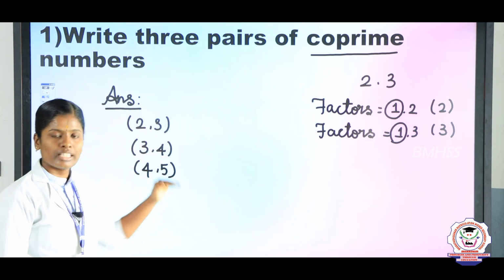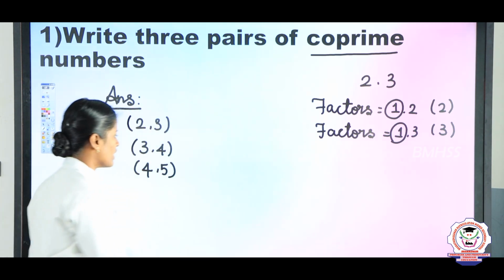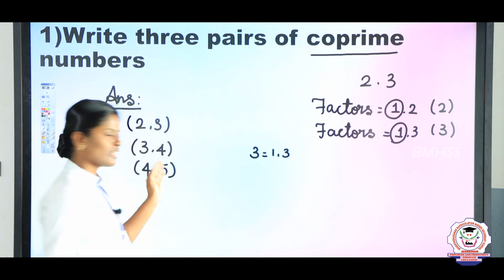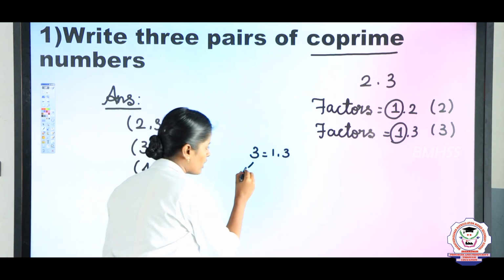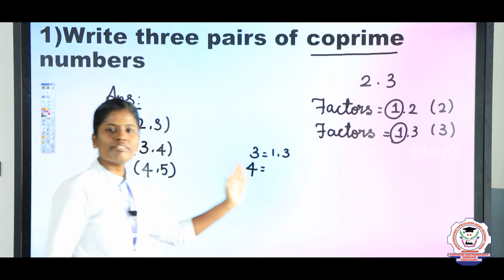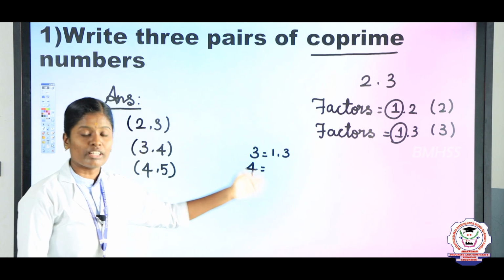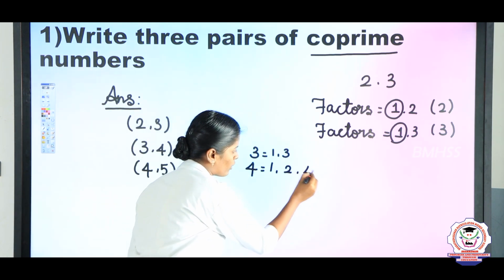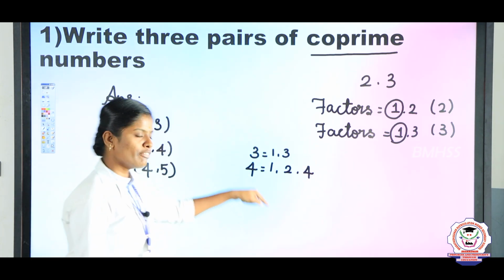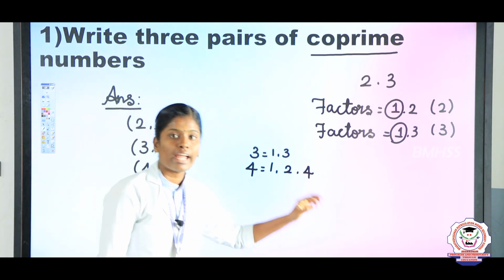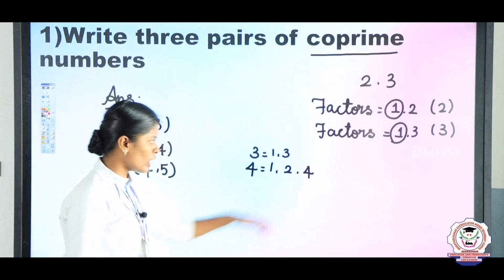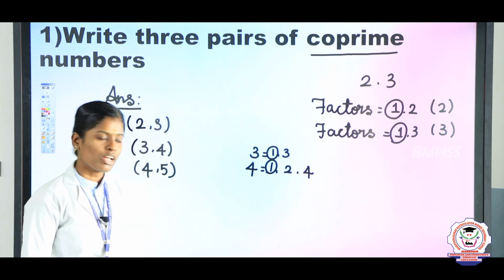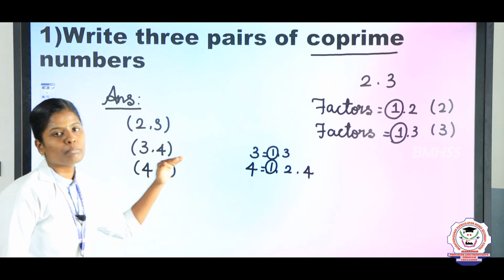Likewise, take 3. The factors of 3 are 1 and 3, and then the factors of 4. Tell me now, what are the factors of 4? Very good. The factors of 4 are 1, 2, 4. So 1 fours are 4, 2 twos are 4 and 4 ones are 4. Now we are going to find the common factors. Here the common factor is 1. So 3 and 4 are co-prime numbers.